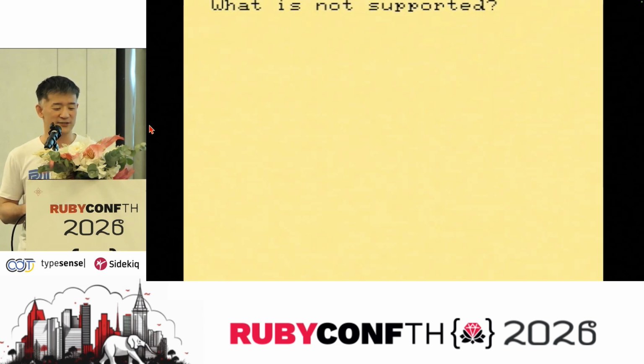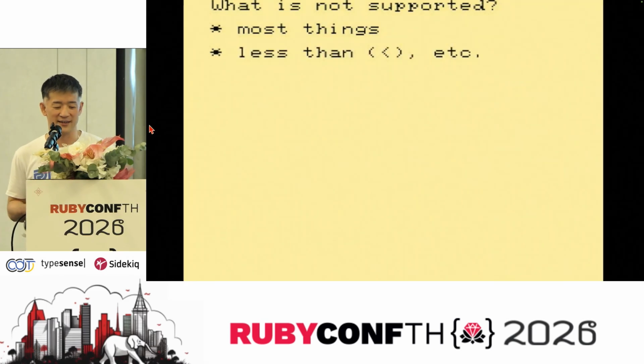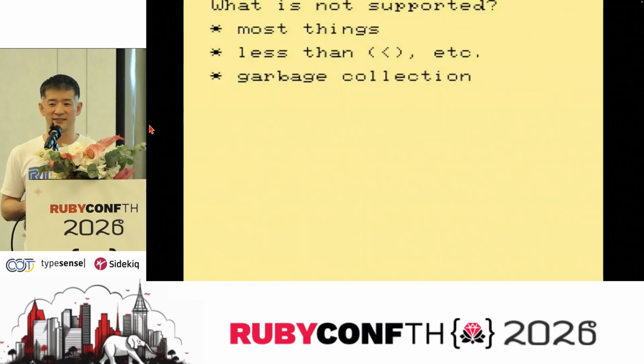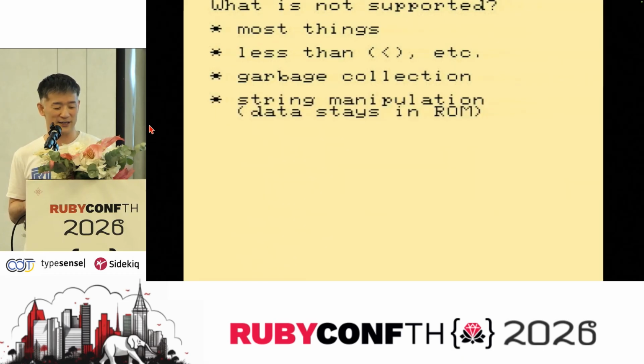So then what is not supported, you might be wondering? Most things are not supported. Well, as I said, greater than is supported, but less than is not supported. What this means is you have to swap the order of the comparison, or if you want to do a greater than or equal to, that's not supported either. So you have to split them into greater than and equals as separate comparison steps. And also there's no garbage collection. And I've been trying to minimize support for features that require memory allocation. So eventually I will add garbage collection, but so far absolutely no garbage collection.